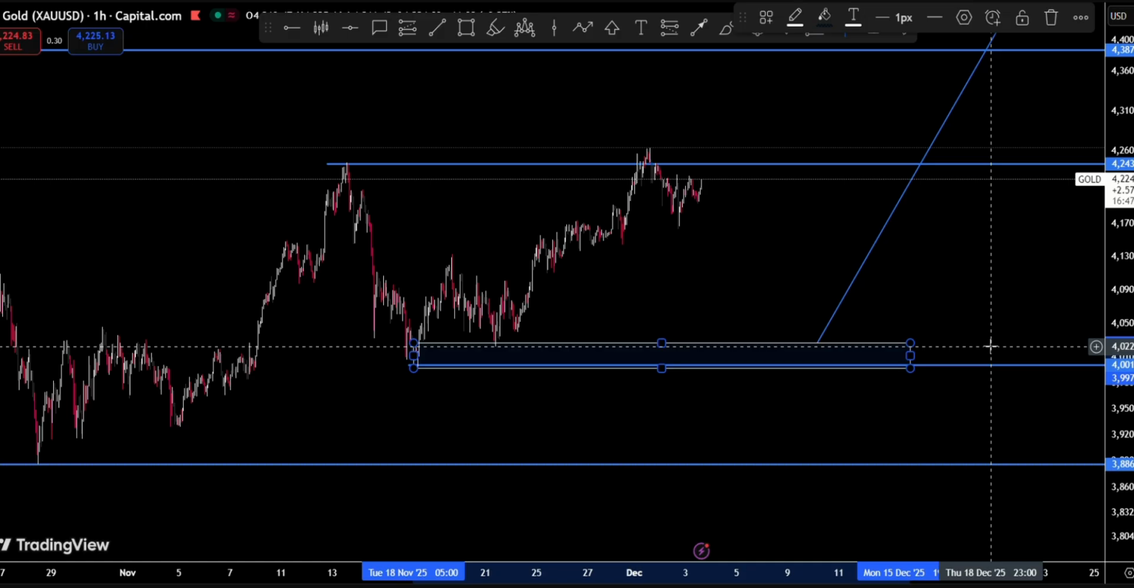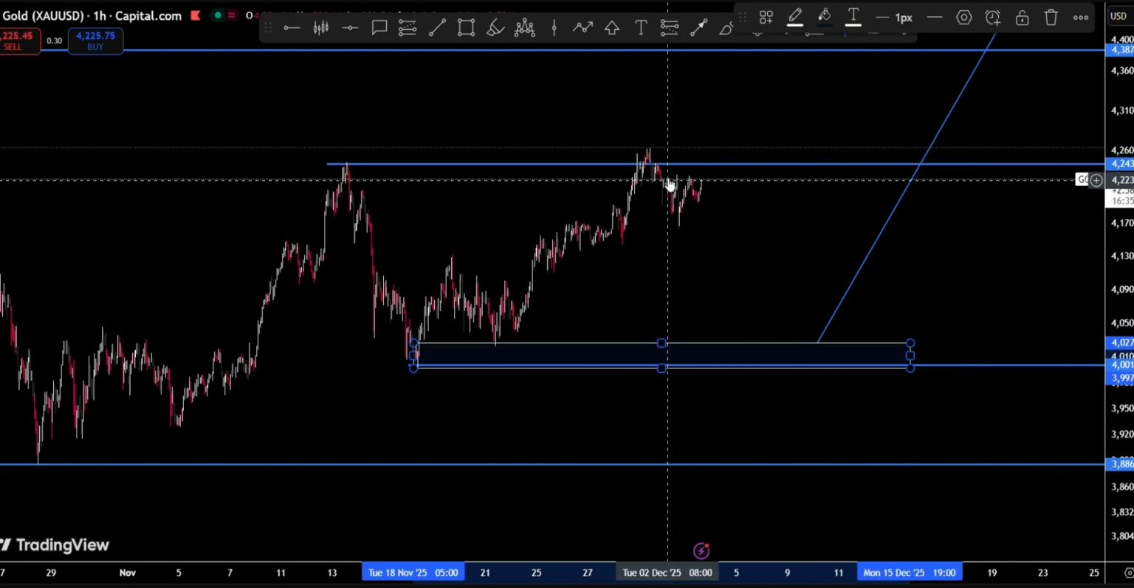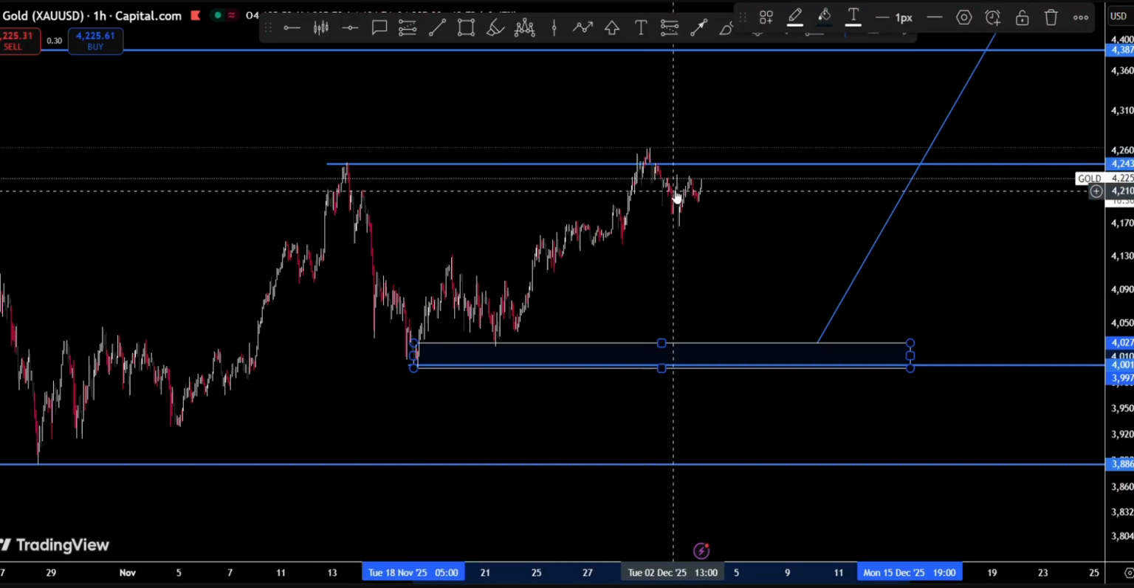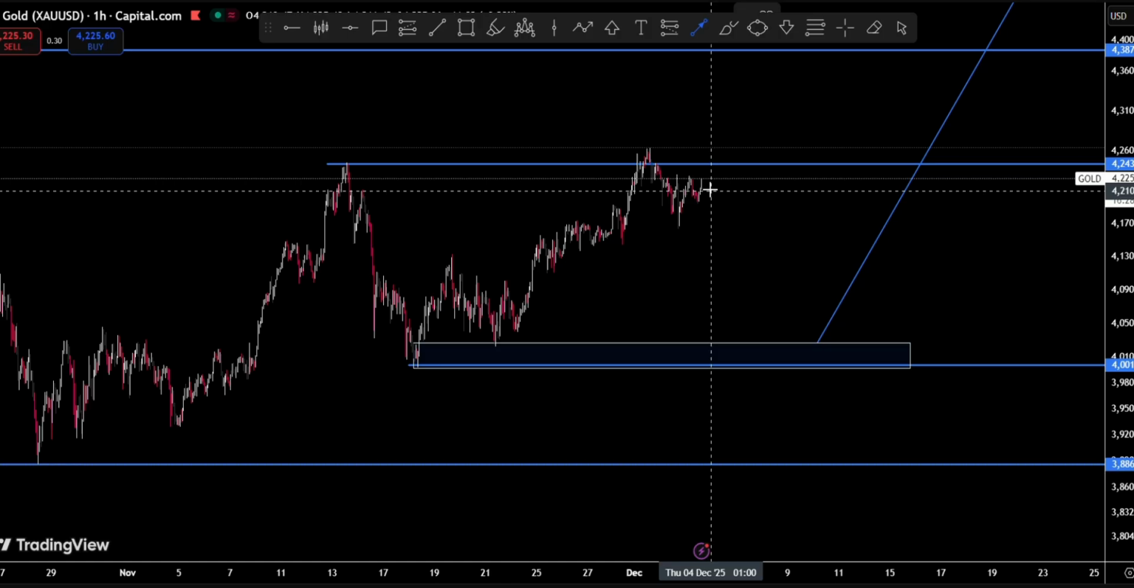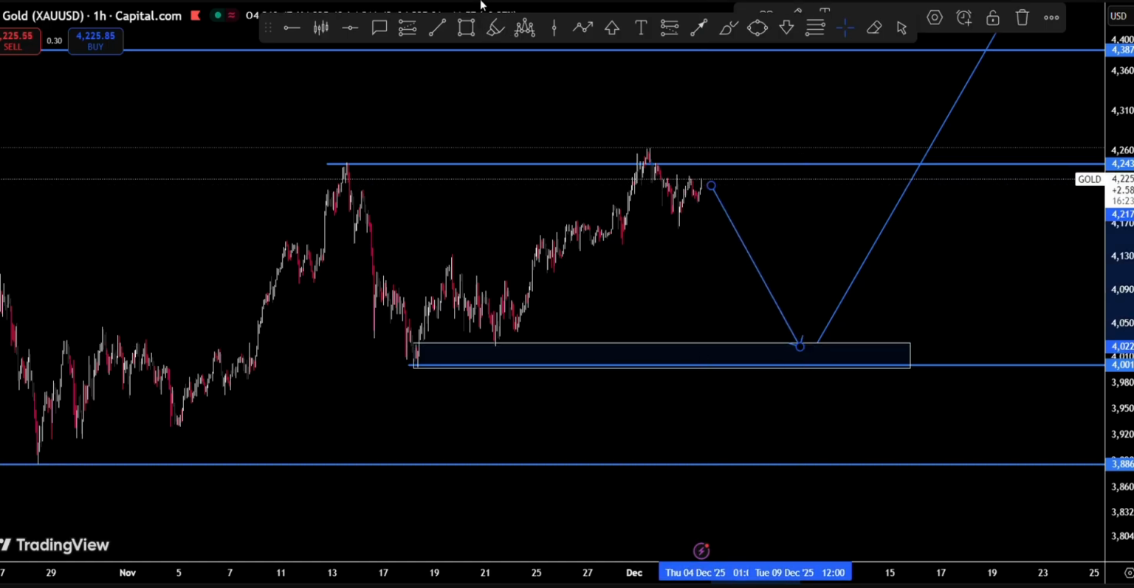Remember that the aim of analyzing is following the market. I'm not saying that the market is forced to reach this zone. I'm just saying that I think the market is definitely going to reach it. What it's currently doing is reacting from this key level here. So from there, it's possible that the market is going to try to go down.